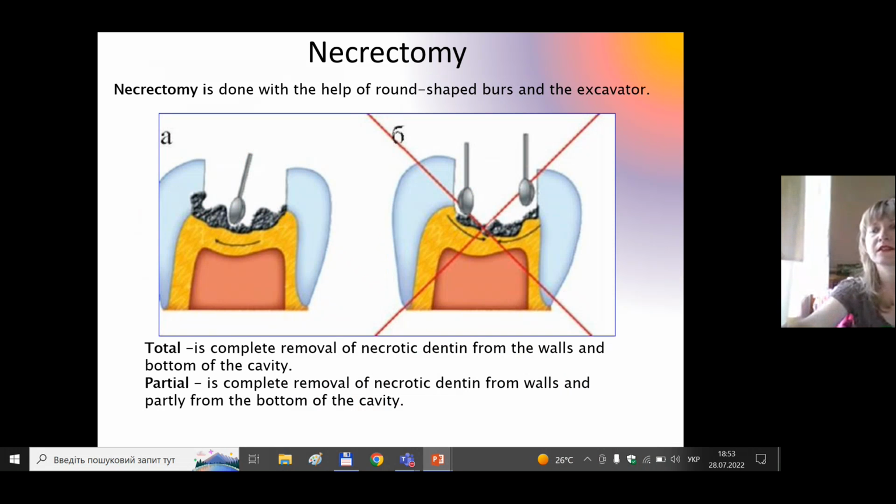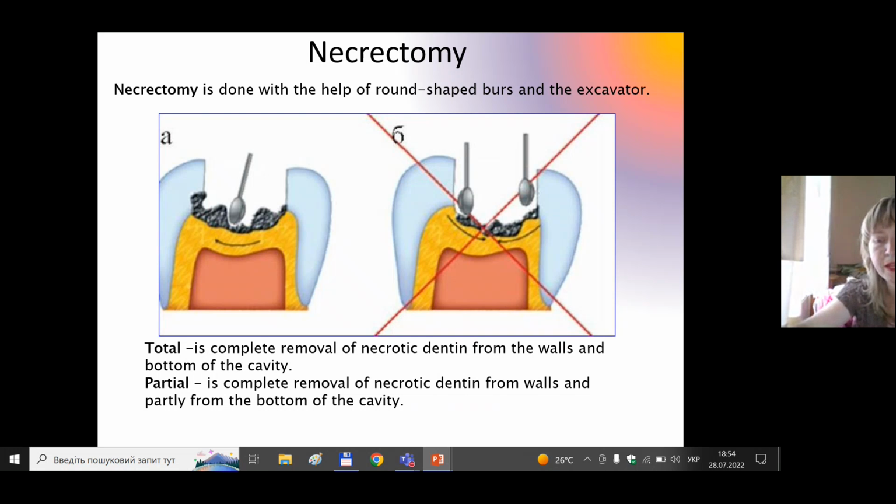Necroectomy is the removal of necrotic tissues from the caries cavity. It is the next step. It can be done with rotary instruments, with burrs, or with hand instruments, excavators. Necroectomy can be total and partial. Total is complete removal of necrotic dentine from the walls and bottom of the cavity, and partial is complete removal of necrotic dentine only from the walls and partly from the bottom of the cavity.